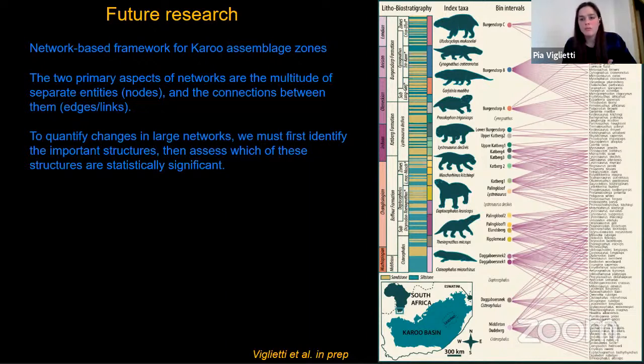However, we're still not sure what is an optimal framework for these assemblages. So alongside collaborators that I'm working with at Umeå University in Sweden, we're trying to pioneer a network-based framework for the Karoo assemblage zones. With network analysis, there are two primary aspects of the network, one being the node and the other the connection, or the link. As you can see in this figure currently in prep, I've used the same bin interval data from the PNAS paper to link tetrapod fossils stratigraphically in a node-link framework.